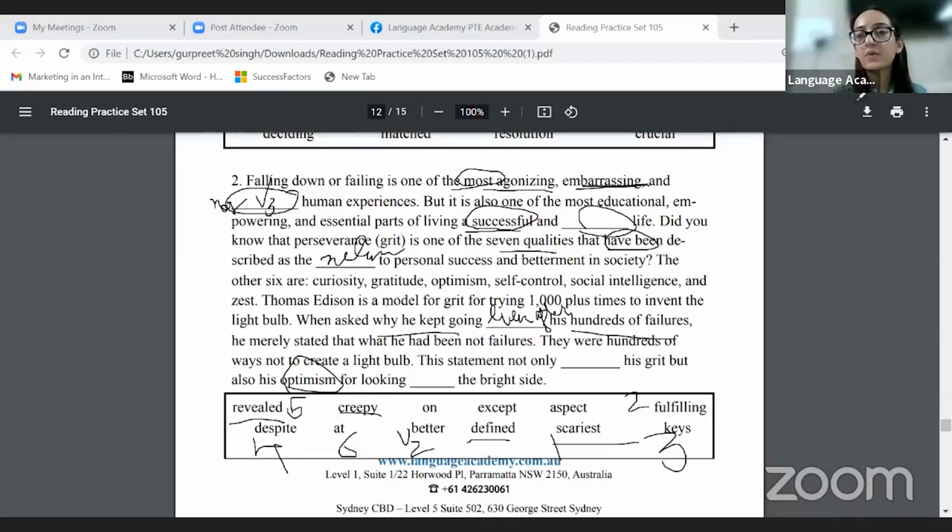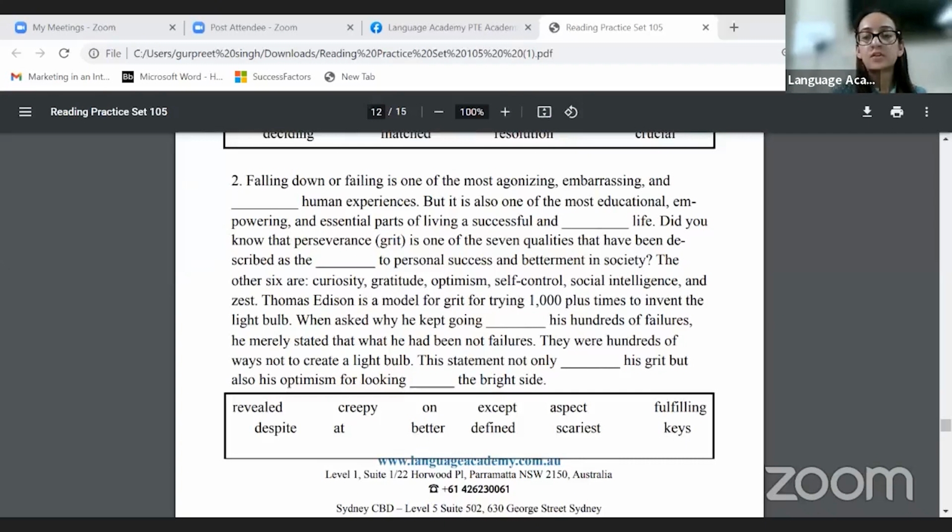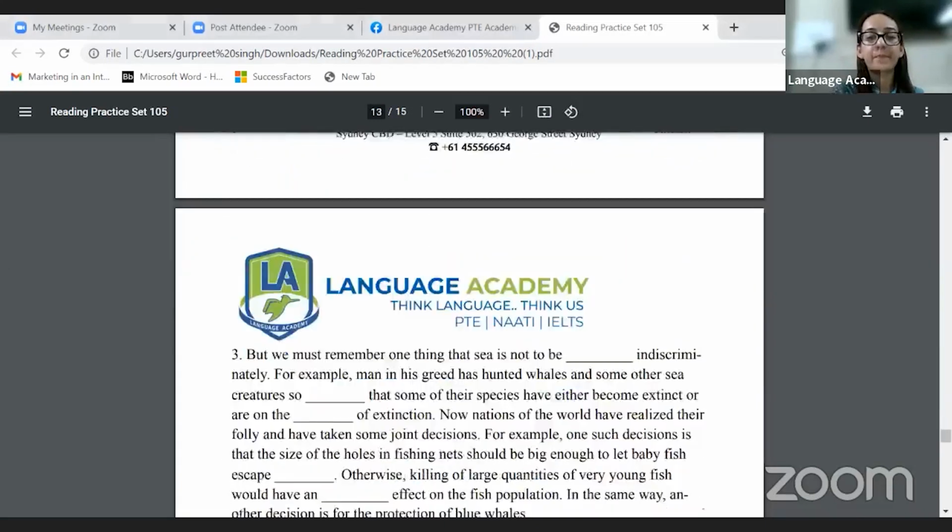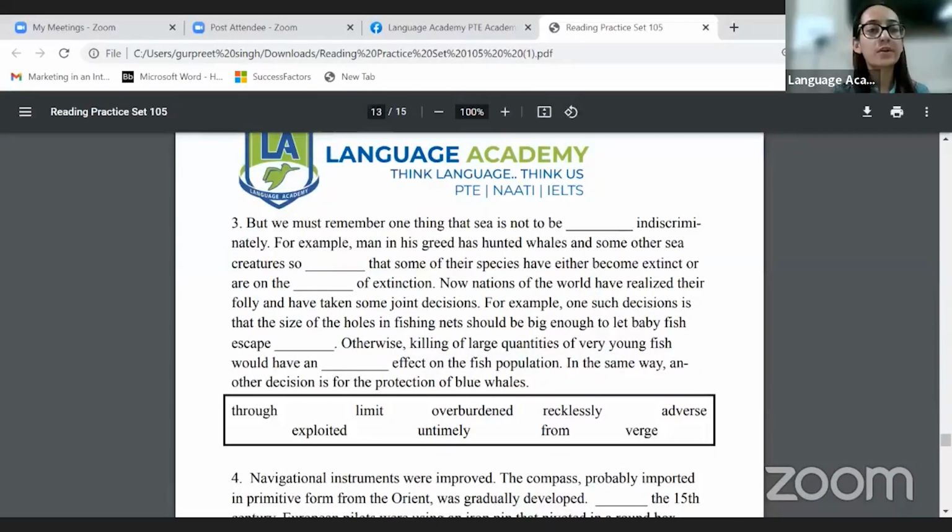Any confusions, anyone? Very good question. Okay, third one in front of you. You have 2 minutes to post your answers.